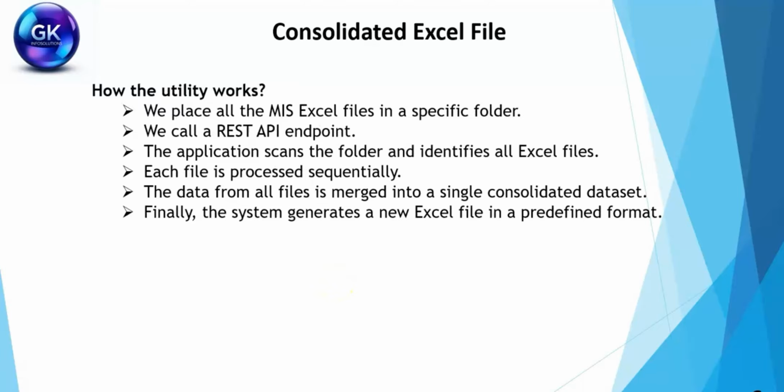Let's understand how the utility works. We place all the Excel files in a specific folder. We call a REST API endpoint. The application scans the folder and identifies all Excel files. Each file is processed sequentially. The data from all files is merged into a single consolidated dataset. Finally, the system generates a new Excel file in a predefined format. The best part is that this utility can read any number of files, whether it is 10 files, 100 files, or even 1000 files.